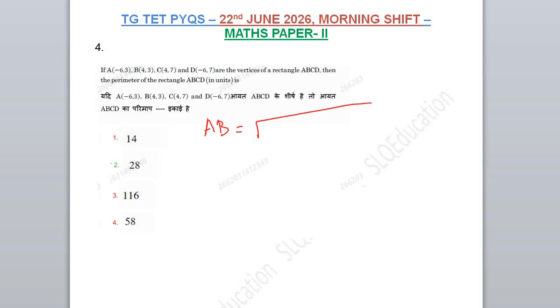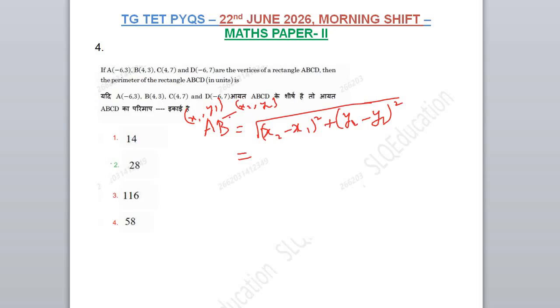What is the distance formula? The distance formula is the square root of (x2 minus x1) whole square plus (y2 minus y1) whole square. So this is the distance formula for AB. Always we take the first point's coordinates as x1, y1, that is A, and the second alphabet's coordinates as x2, y2.